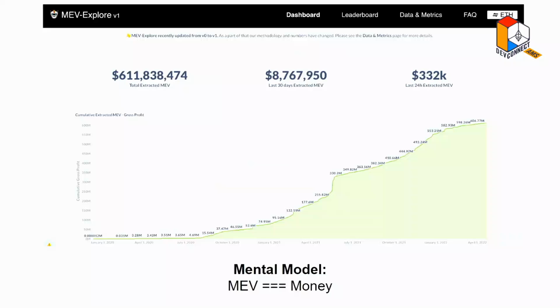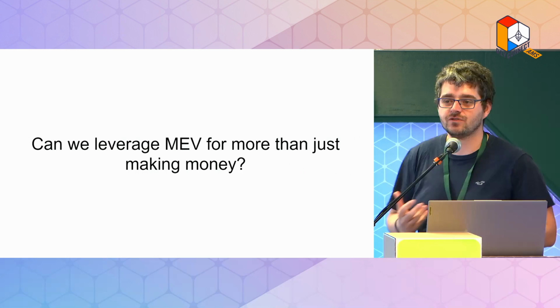Now, most people, when they think of MEV, think of people in their bedrooms writing these bots, trying to make lots of money, and sending it off to the block producers using Flashbots. Today, I guess every talk also has this mental model, which is why I want to talk about censorship resistance. Can we leverage MEV for something else?